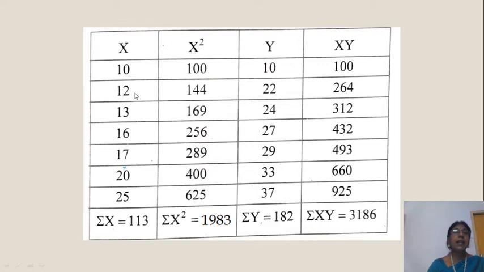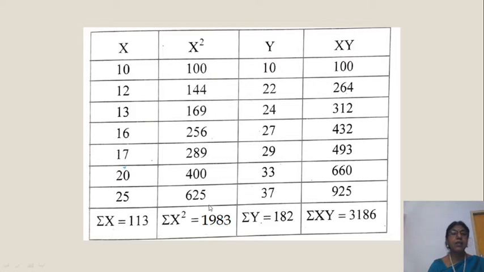10 square, 100. 12 square, 144. 13 square, 169. 16 square, 256. 17 square, 289. 20 square, 400. 25 square, 625. Now from these columns we get the Σx value. Add all these values, we get Σx, which is 113. Add all these x square values, we get Σx², which is 1983.